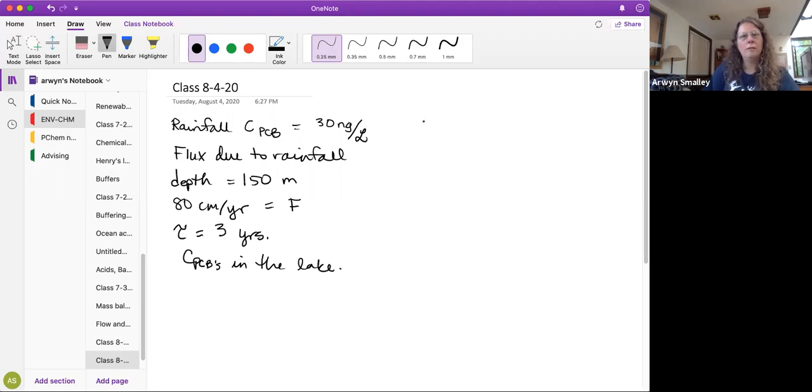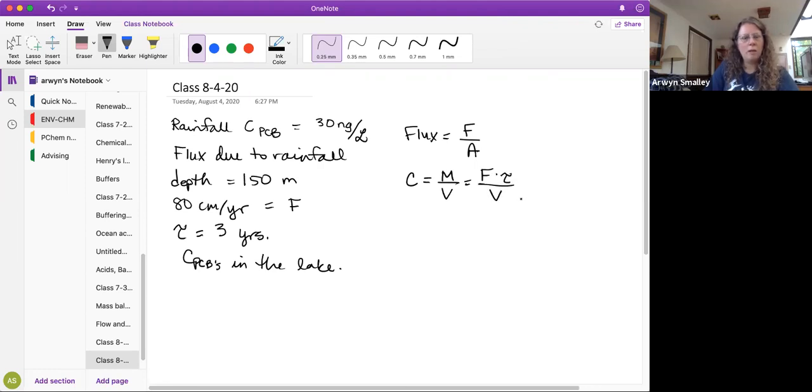So I started by thinking about my different equations. I know that my flux was equal to the flow over the area. I wasn't totally sure what I was going to do with that yet. And then I thought about the concentration being the amount of stuff over the volume, and also my amount of stuff can be the flow times the residence time over the volume. So I thought I probably need to have the volume. And I don't have the volume, I have just the depth.